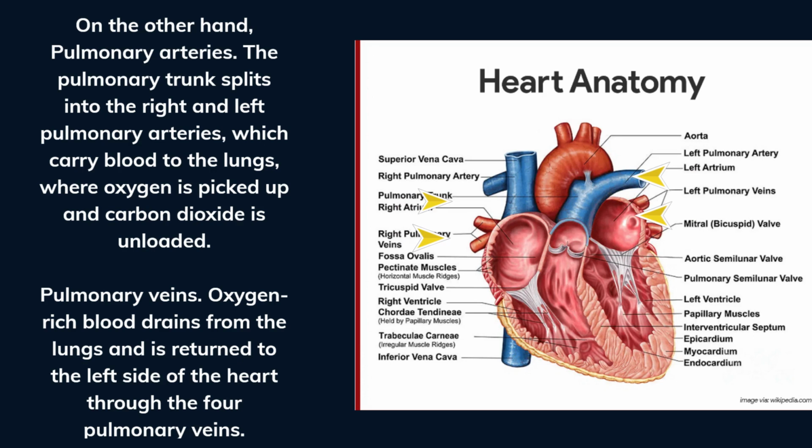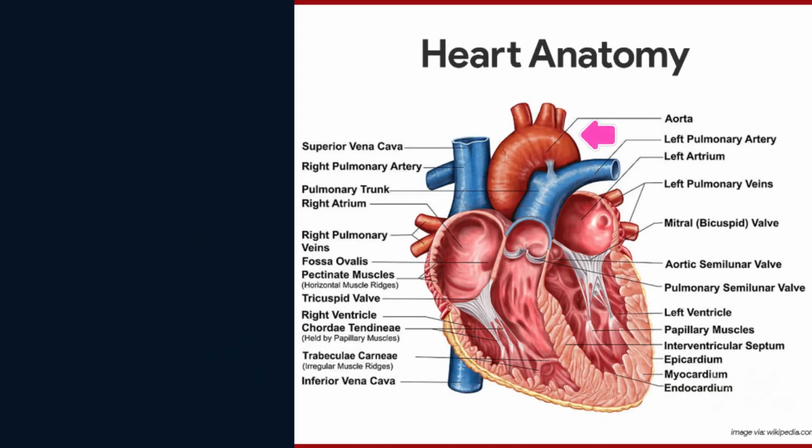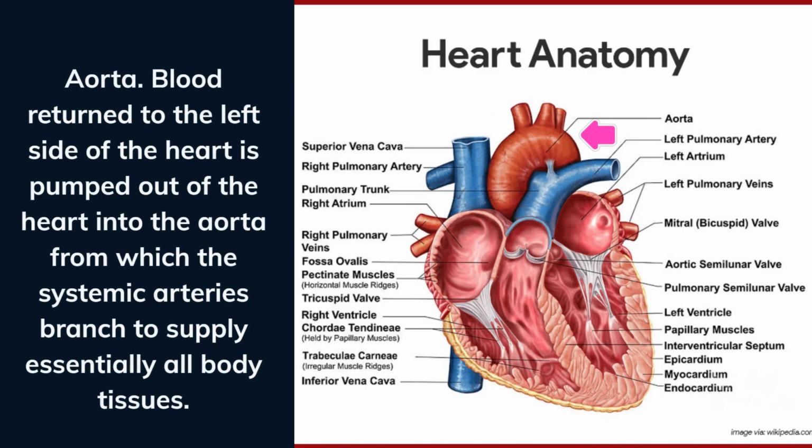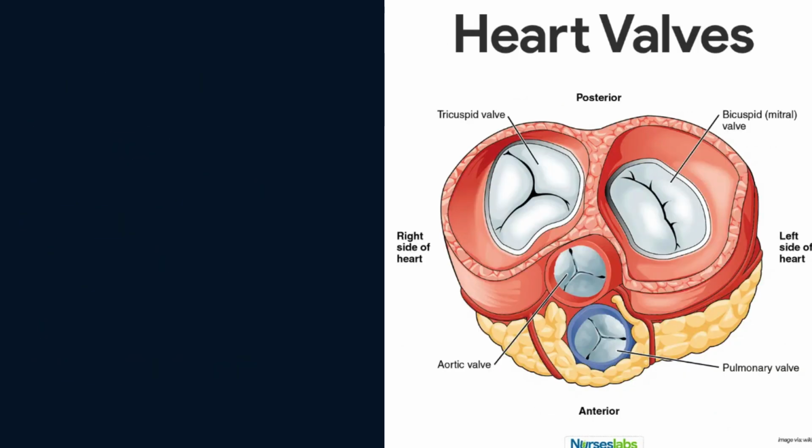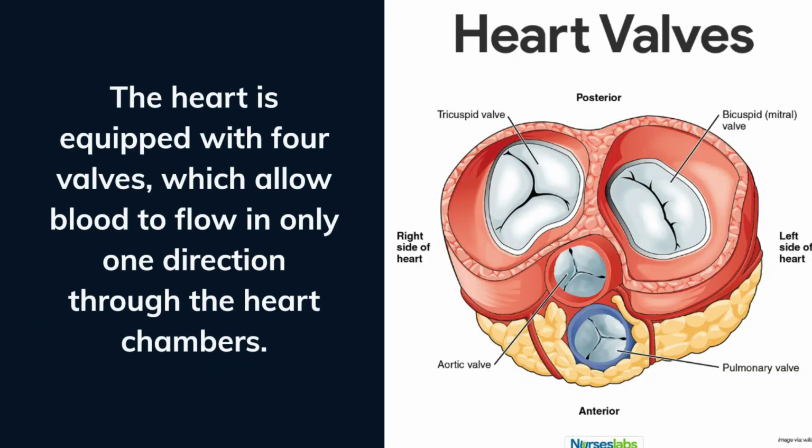Pulmonary veins. Oxygen-rich blood drains from the lungs and is returned to the left side of the heart through the 4 pulmonary veins. Aorta. Blood returned to the left side of the heart is pumped out of the heart into the aorta, from which the systemic arteries branch to supply essentially all body tissues. The heart is equipped with 4 valves, which allow blood to flow in only one direction through the heart chambers.